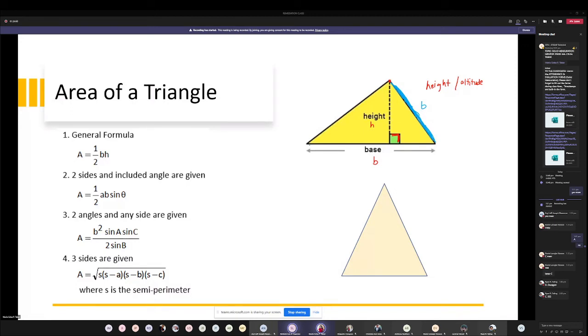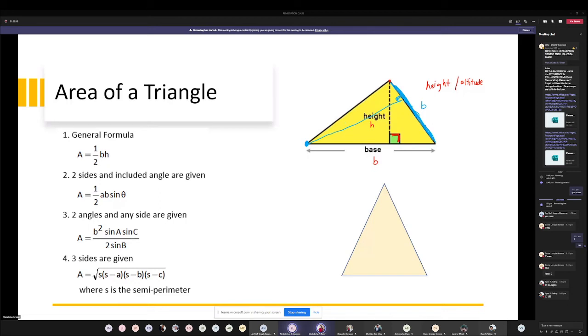It should be the line segment coming from this vertex, opposite to the side I labeled B, the blue B. So from this vertex you draw a line segment, and it should be perpendicular to that opposite side. It should form a 90-degree angle. So this is also a height. Okay, the blue line segment is also a height, or altitude.